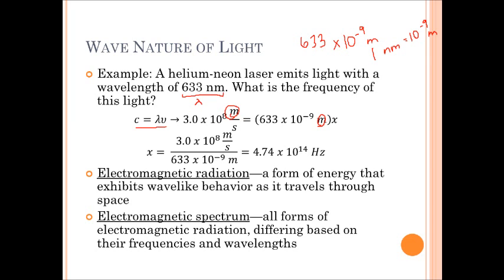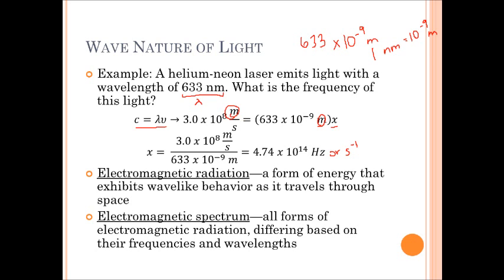Alright, so we are looking for x, which is our frequency. So to solve for x, we divide both sides by 633 times 10 to the negative 9th. And when we do that division, we end up with 4.74 times 10 to the 14th hertz, or inverse seconds, so seconds to the negative 1. So this is actually a very basic math question. You're given 2 out of 3 variables and asked to solve for the third.